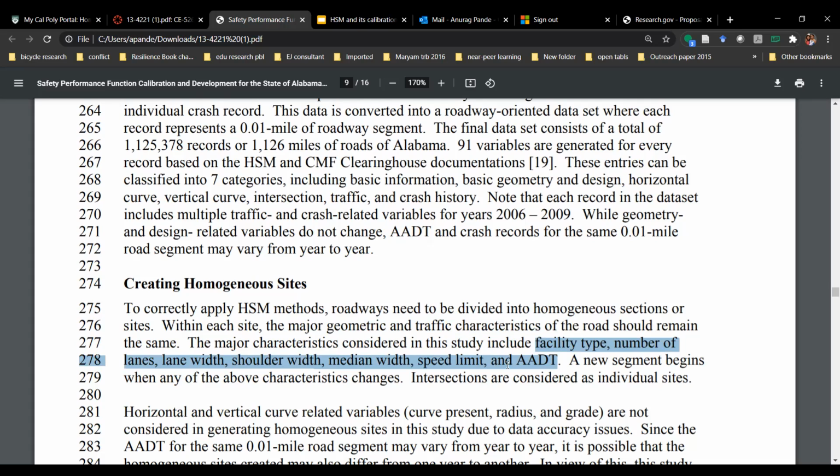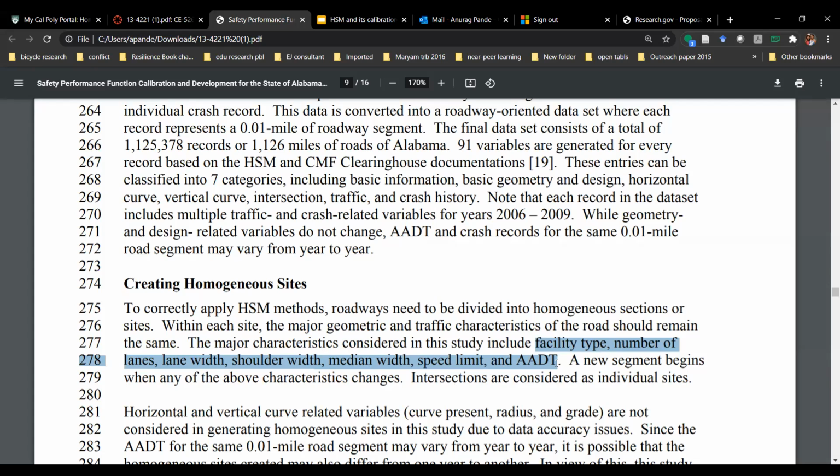And if none of these factors change, then you keep that segment the same, right? Even if that segment becomes 10 miles long, it doesn't matter. Or even if the segment ends in only 0.3 miles, it doesn't matter. It could be as small or as large as possible. It just depends on whether the number of lanes, lane width, shoulder width, median width, speed limit, and ADT change.